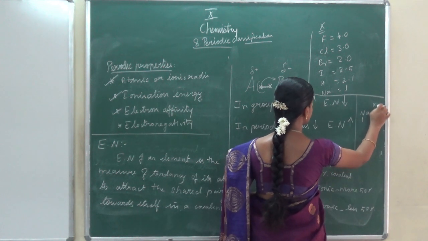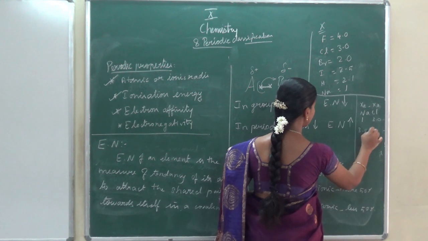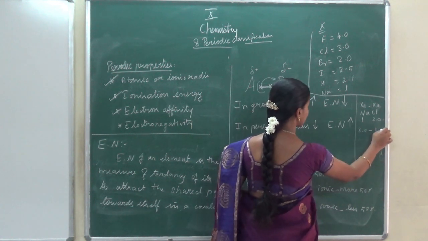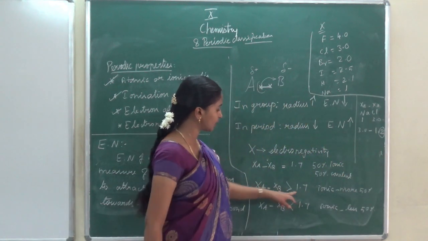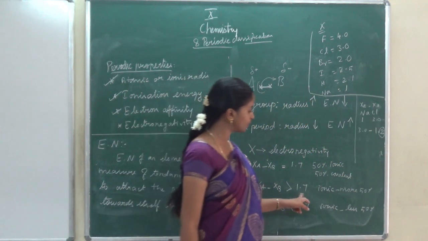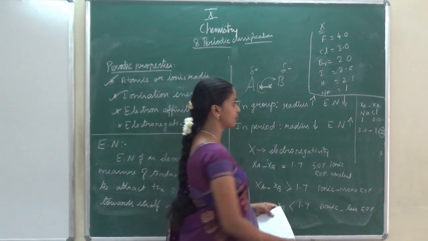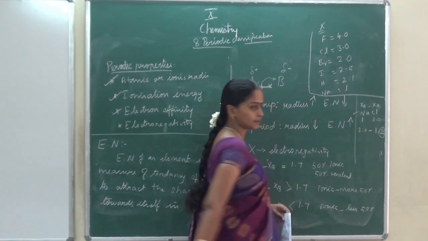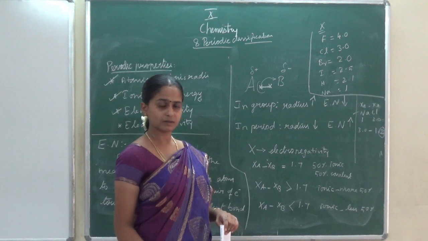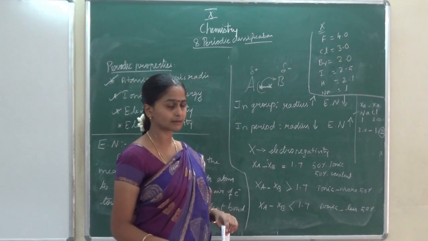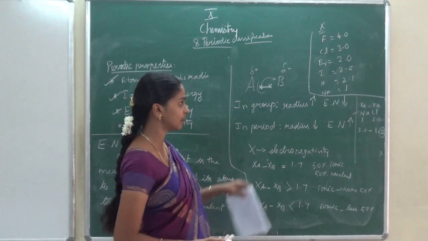This is XA. Now this is XB. The difference between them is 3.0 minus 1, so we will get 2. If the value is greater than 1.7, then the bond formed between them is what? Ionic bond. NaCl means, what type of bond? Ionic bond. You may have learned this many times in lower classes. Suppose if you forget that also, just remember it now.